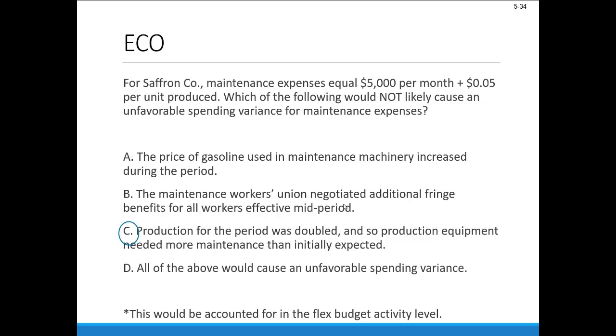B, the maintenance workers union negotiated additional fringe benefits for all workers effective mid-period. If we had to pay some kind of increased labor rate or wage rate for maintenance, then that certainly could cause a spending variance as well. It'd be an unexpected bump in that total cost that wasn't driven by a change in this production volume.